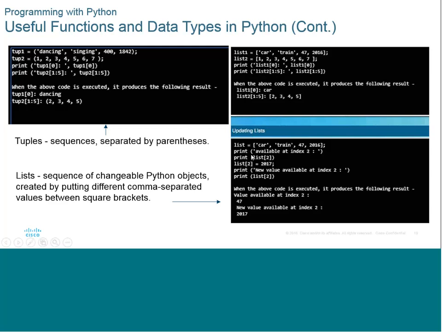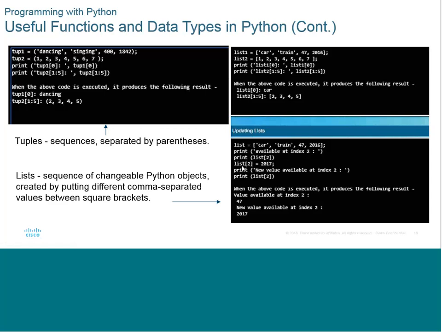Similarly, here we are updating the list. What we are doing in this list is printing the value available at index 2. Print list of 2, then list of 2 is equal to 2017. Here we have list 1 and list 2, and we are going to update the list, so we are using the word list. List of 2 is equal to 2017. Print new value available at index 2. Print list of 2. When the above code is executed, what will be the value?